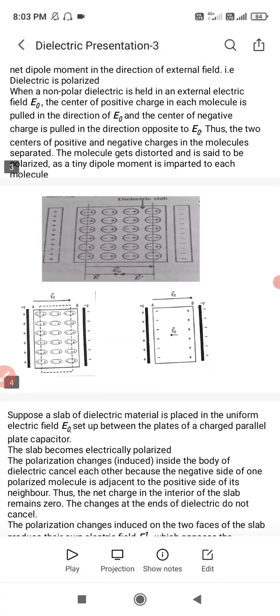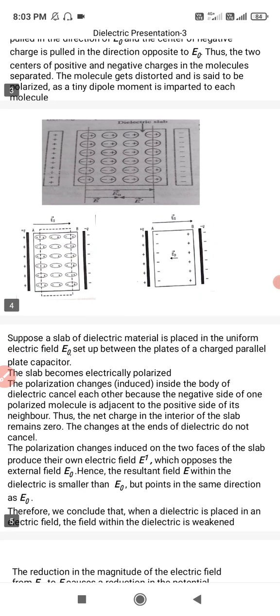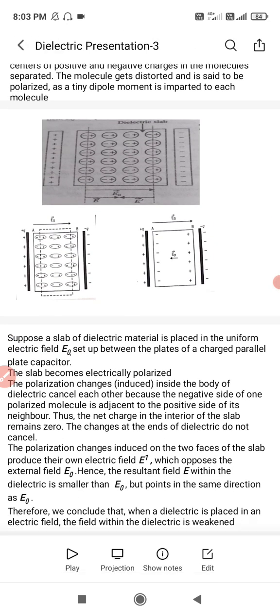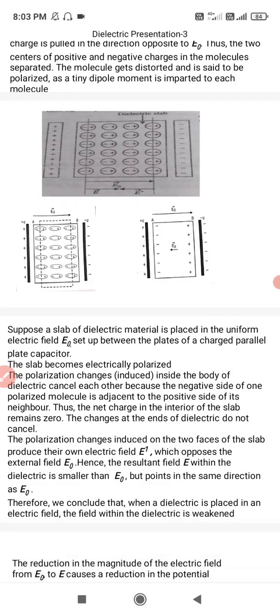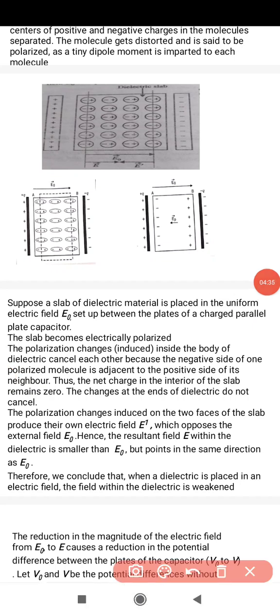Suppose a slab of dielectric material is placed into a uniform electric field E naught. It means a uniform electric field will be applied in the forward direction. The slab is placed between the two parallel plates of the capacitor, which will be charged. The slab becomes electrically polarized.